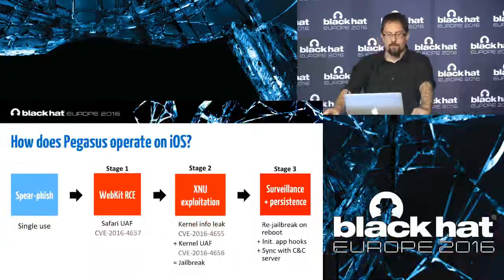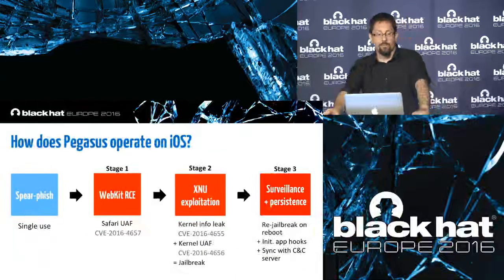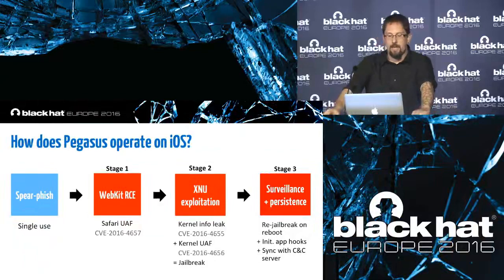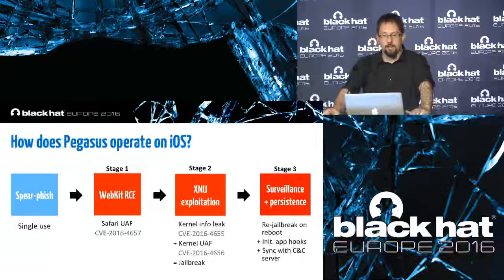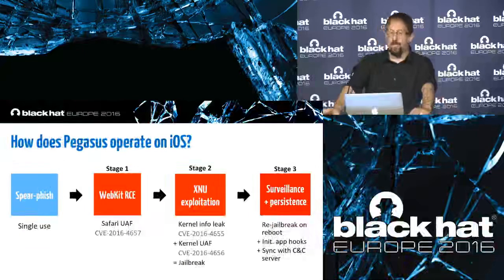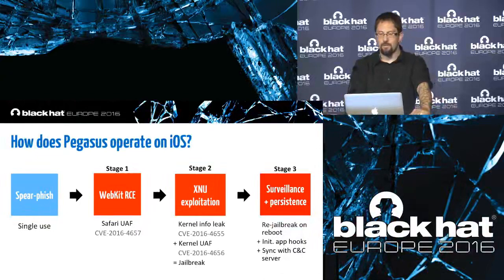How that operates: a single-use link, like mentioned previously, will exploit a Safari use-after-free bug. Once on the device, a kernel info leak bypasses KASLR, and a kernel use-after-free will compromise the phone. You get a full remote jailbreak. The last stage is installing the surveillance software, Pegasus itself, and setting the device up so that it is re-jailbroken on reboot. And Max will talk about this in much more detail later on.